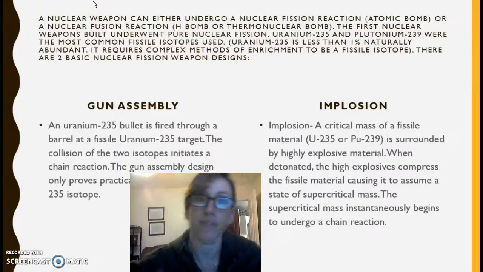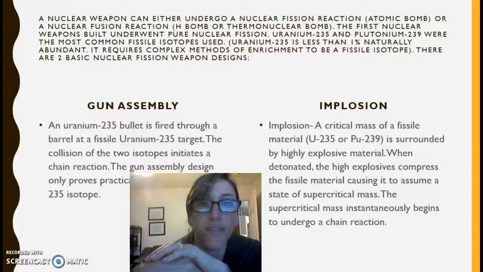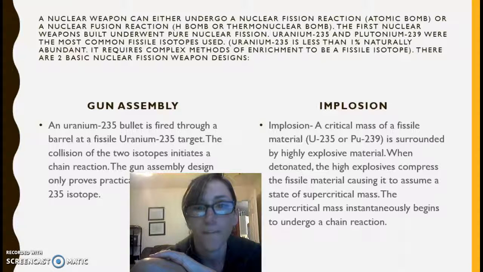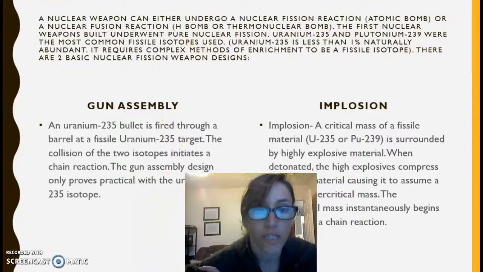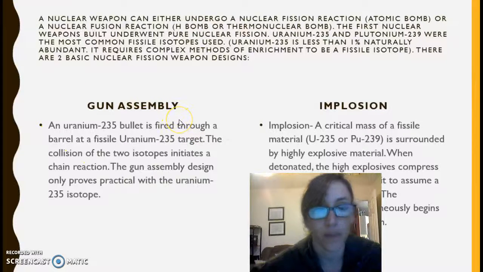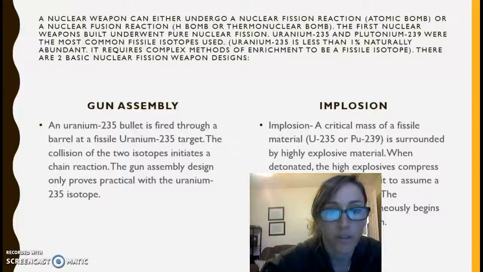A nuclear weapon can either undergo a nuclear fission reaction, like an atomic bomb, or a nuclear fusion reaction, like an H-bomb or a thermonuclear bomb. The first nuclear weapons built underwent pure nuclear fission. Uranium-235 and plutonium-239 were the most common fissile isotopes used. There are two basic nuclear fission weapon designs. We have the gun assembly, which is right here. A uranium-235 bullet is fired through a barrel at a fissile uranium-235 target. The collision of the two isotopes initiates a chain reaction.